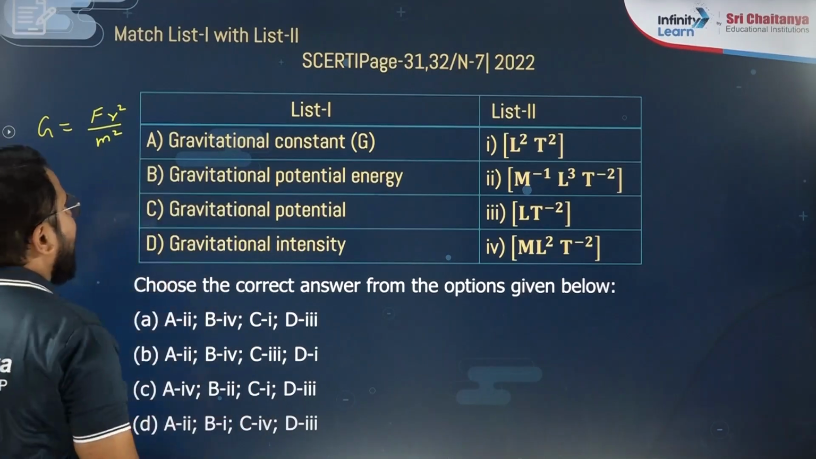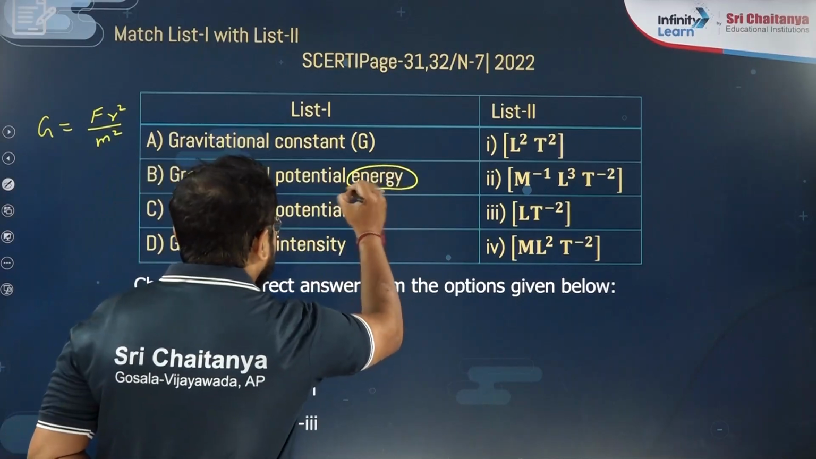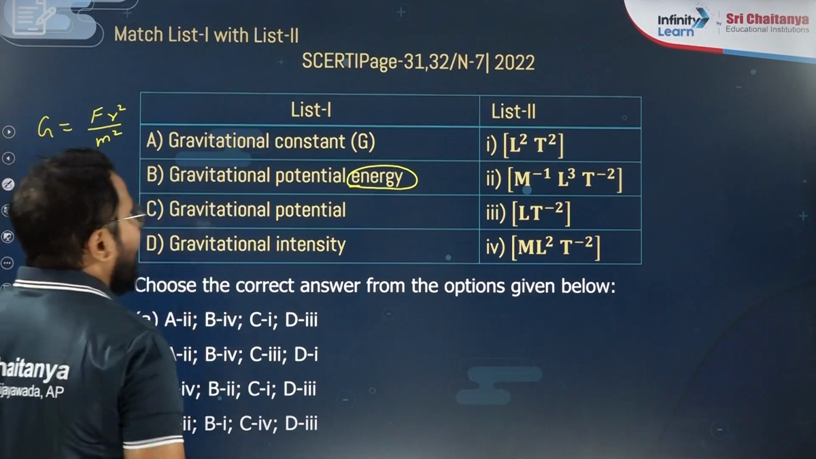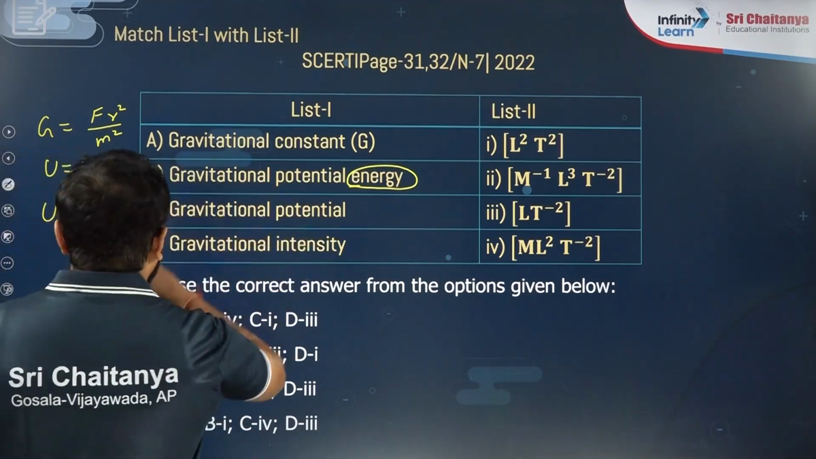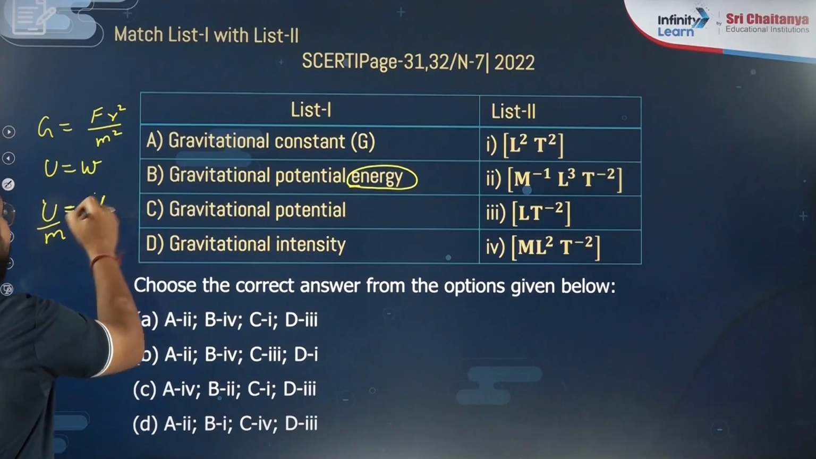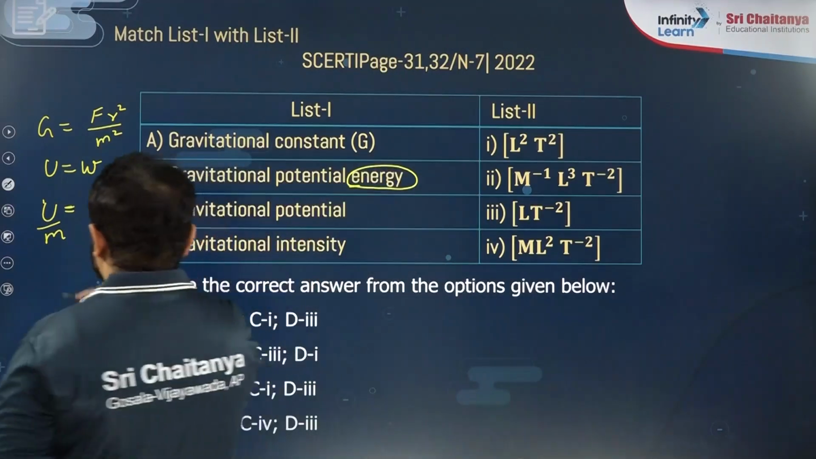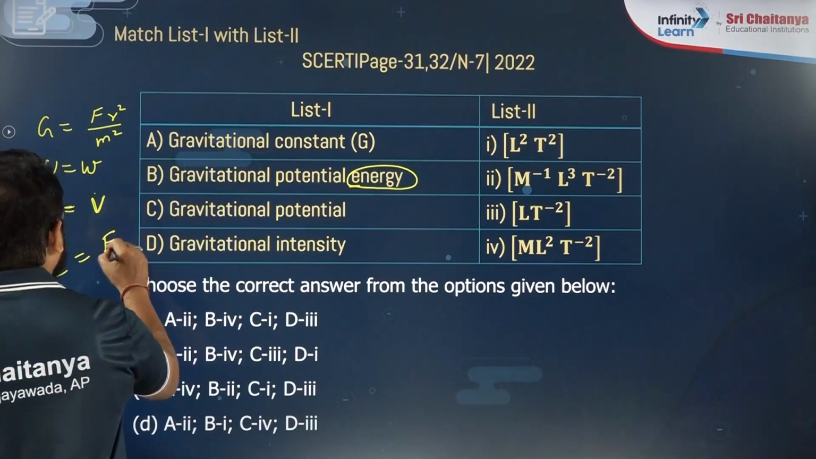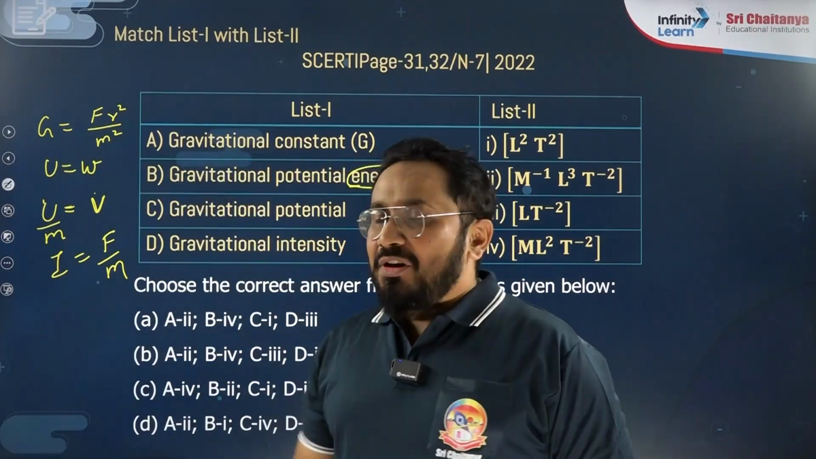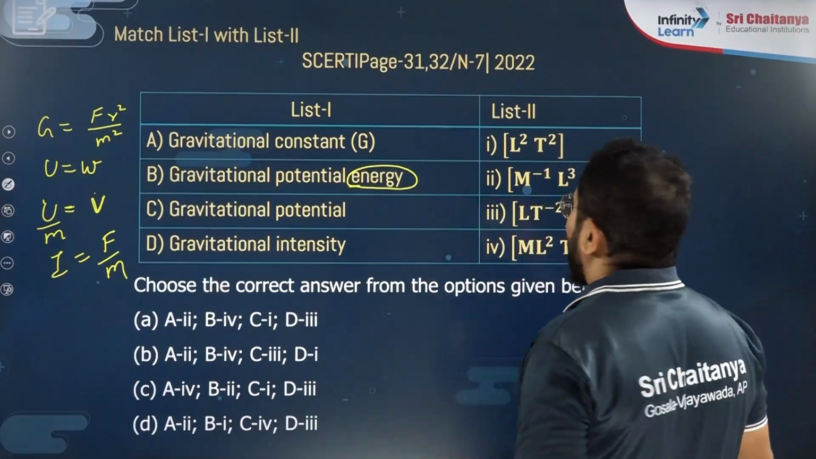What is the formula for the gravitational potential energy? Energy means simply U is equal to W, work done. Gravitational potential, that means U by M is equal to V. Gravitational intensity is force by M. Are these formulas clear to all of you? Because you have to go with these formulas. Remember them, so you can find out the dimension easily.